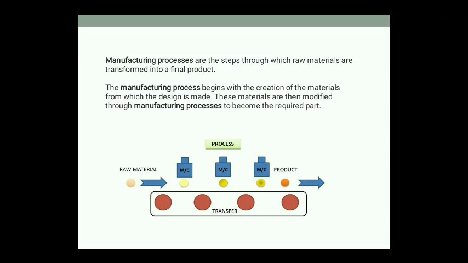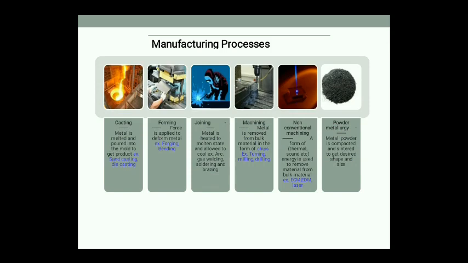Manufacturing process is the one which converts raw material into finished goods. There are different manufacturing processes, such as casting, forming, joining, machining, non-conventional machining and powder technology. Casting uses liquid metal to make the components. Forming uses forces to deform the material to get the required shape and size. Joining, where we weld and solder the components. Machining, where we remove the metal from the bulk material. In non-conventional, we make use of energy. In case of powder metallurgy, we make use of powder metal.